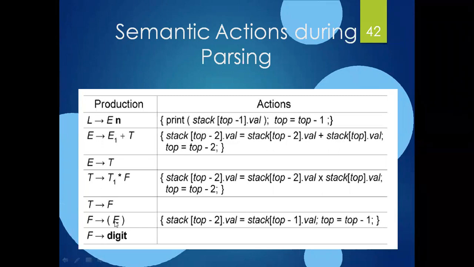So F is equal to E. Already E is in the position of top minus 1. Right. And F is in the position of top minus 2 here, because this top is assigned to an F. That this is top and this is top minus 2. So stack of top minus 2 is equal to stack of top minus 1. Right. This is the way of writing or performing the semantic actions by implementing with the stack.